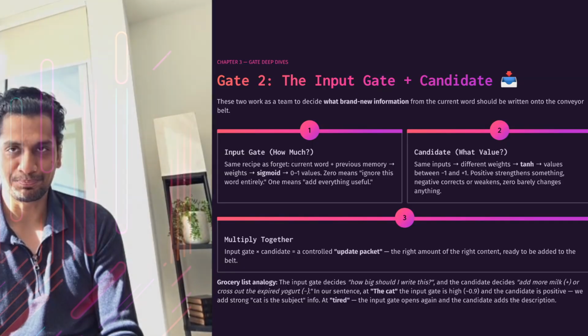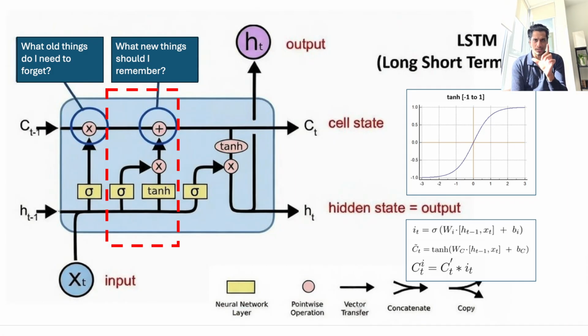How does it work? The input gate part does the same thing as forget. It takes the current word plus the previous short-term memory, then comes the weights, then comes sigmoid, and then comes 0 to 1 values. This says how much of this new stuff should we actually let in. 0 equals ignore the word completely. 1 equals add everything that's useful.